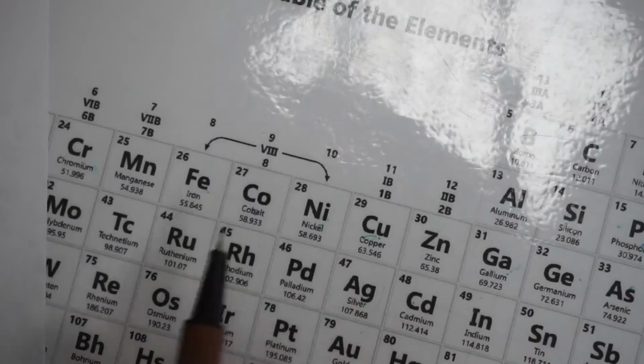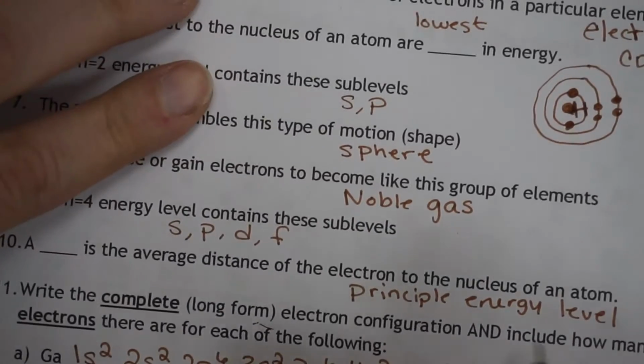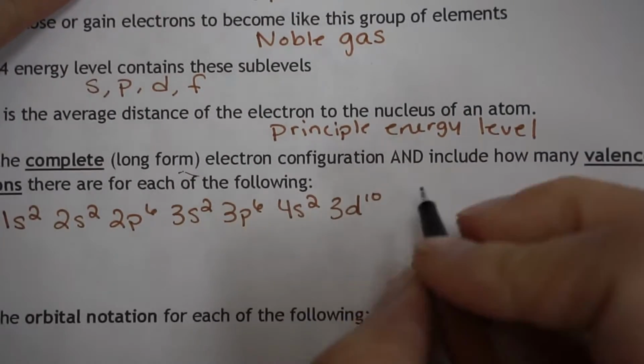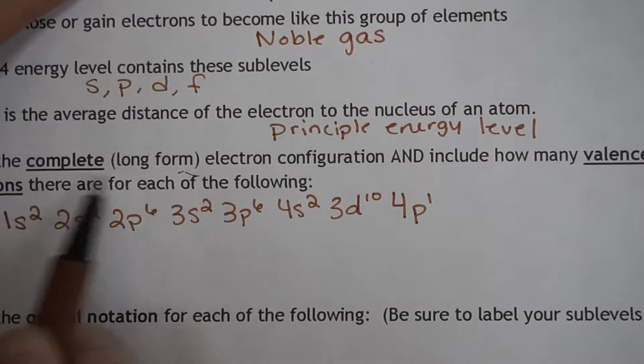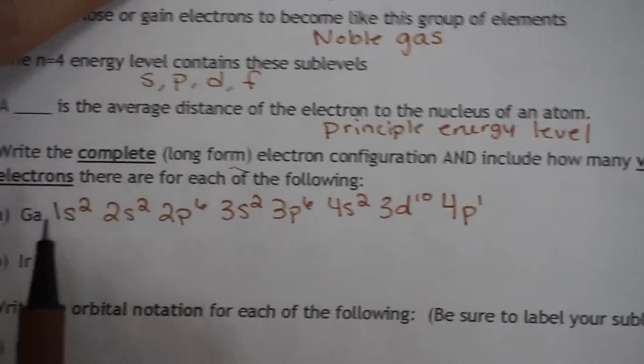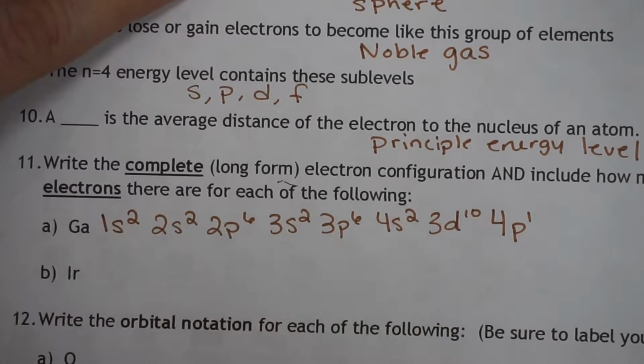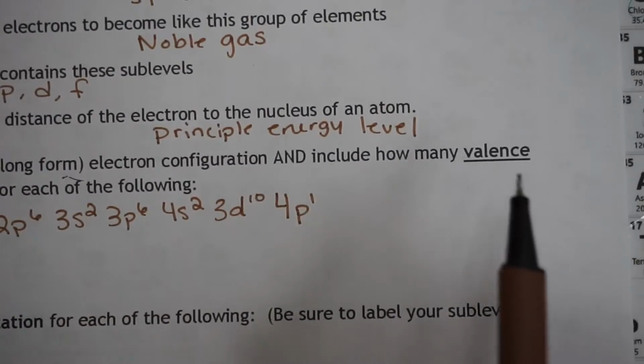I think it stops, so 3d10, and then it stops at 4p1. So that's the long form electron configuration for gallium, long form. Okay, and then it wants to know valence electrons.